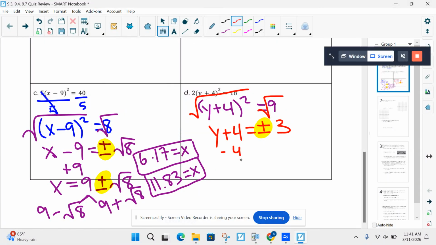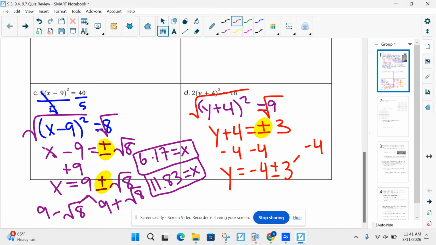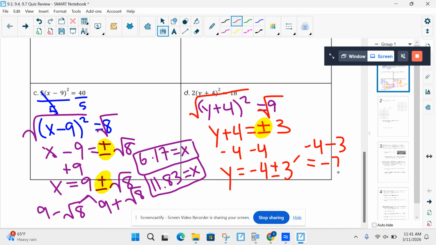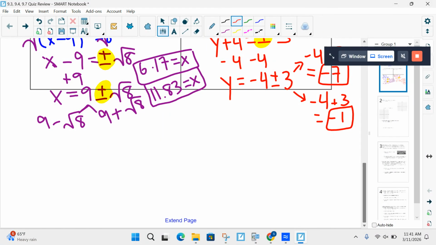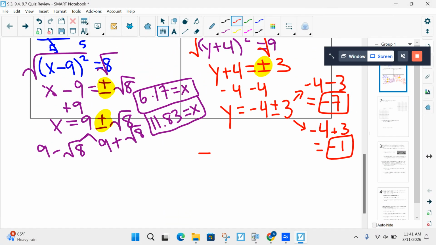So then we subtract the 4 over and get y equals negative 4 plus or minus 3. So you have negative 4 minus 3, which is negative 7. And then for the other answer, you have negative 4 plus 3, which is negative 1. So negative 7 and negative 1. If you didn't have the plus or minus symbol, a lot of people would just do negative 4 plus 3, which is negative 1, and then they just say plus or minus 1, but that's not the answer. The answer is negative 1 and negative 7, not negative 1 and positive 1.